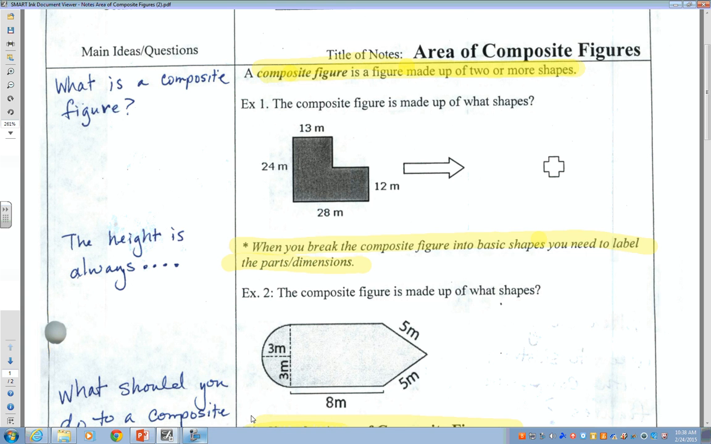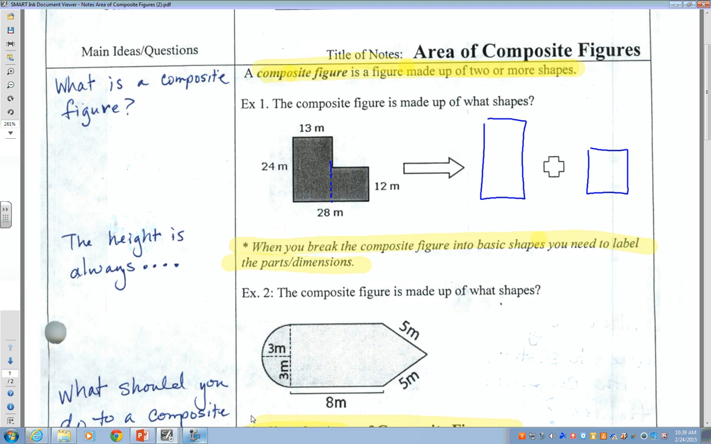Okay, so a composite figure is a figure made up of two or more shapes. So if you look at this example here, this composite figure is made up of what shapes? How could you break it up? Okay, so we can cut it right here. So this is a rectangle, and then y'all are saying square. Okay, we're gonna see if it's a square or not.